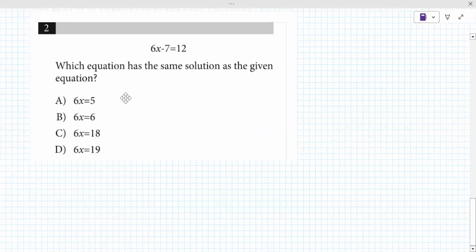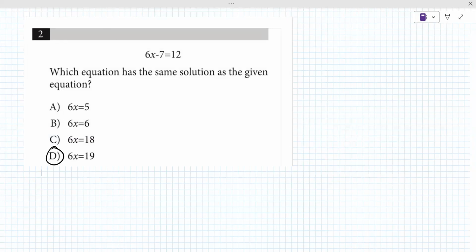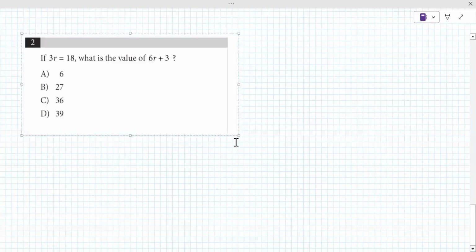All right. So here's another one for you to look at. Mhm. 18, 19. D. D, like dog. D. Yep. Okay, good. Okay, here's a new problem for you to look at.